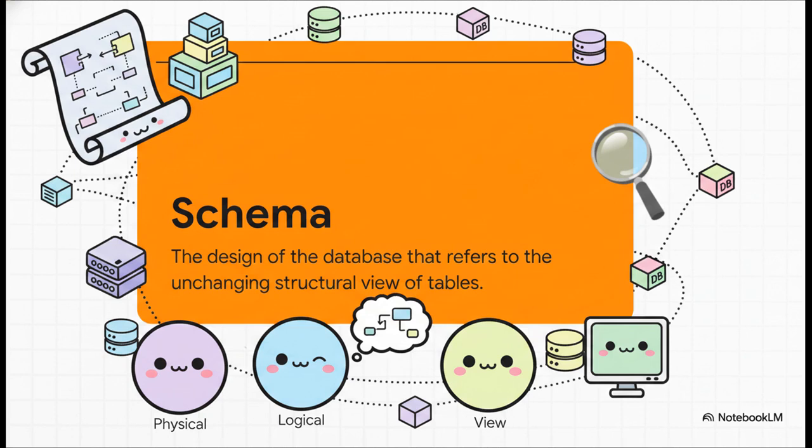Now, navigating all these levels requires a solid blueprint, which brings us to a really critical study focus, the schema. A DBMS schema refers to the unchanging structural view, or the permanent design, of the database. It is literally the blueprint. And just like our three levels of abstraction we just talked about, there are three corresponding types of schemas: the physical schema for the storage blocks, the logical schema for programmers structuring records, and the view schema for end-user interaction.